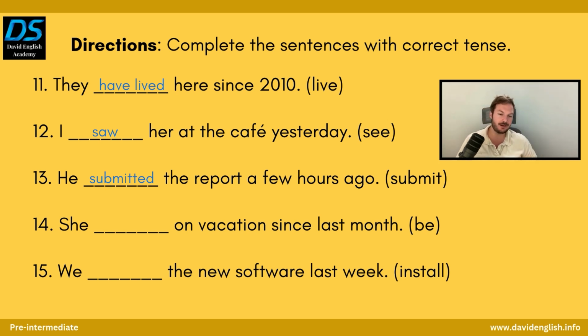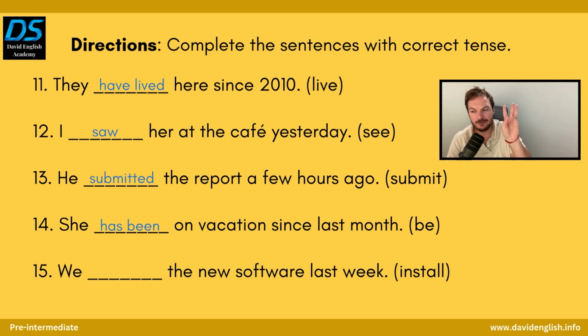No present perfect there. 14, she on vacation since last month. Since is another key word for present perfect. We're saying since last month until now, she has been on vacation.